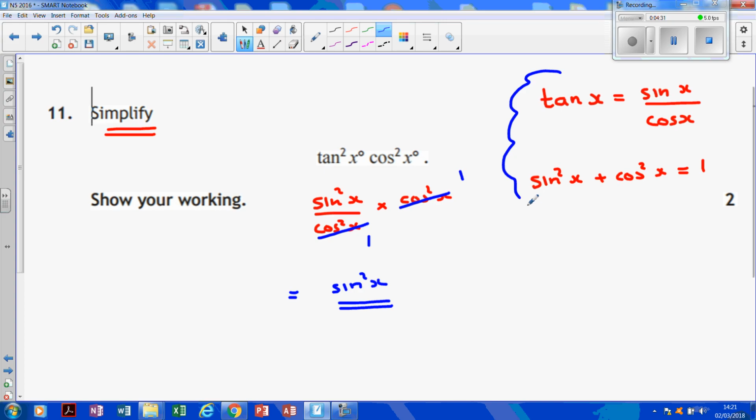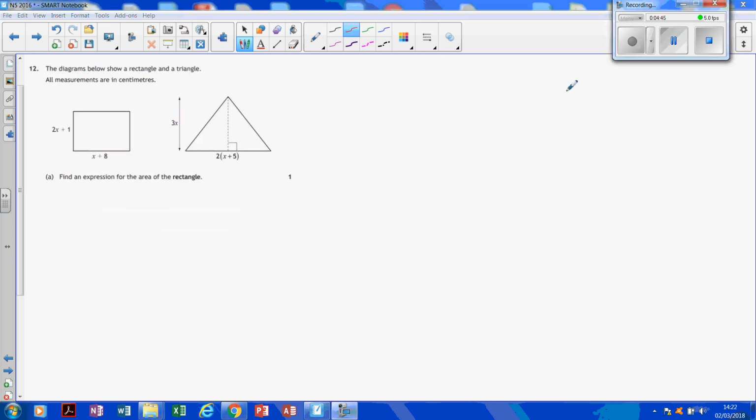Write down your 2 identities on paper first. Make sure they're there, and then you can look and see what's the best one to use. And even if you can't, then substitute something and make some sort of attempt at your trig identity questions.